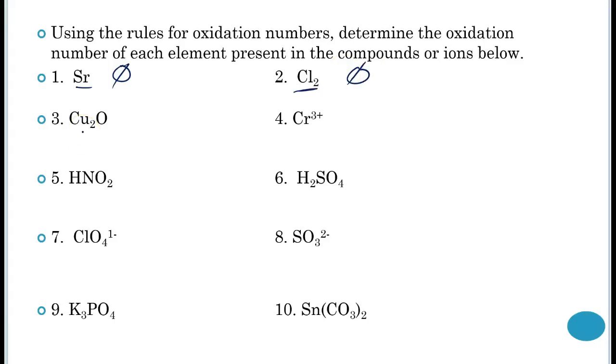Down here, this is a compound, and so I have to use my rules based on the oxidation numbers of oxygen, which is -2. Whatever copper is, X, but there are 2 of the coppers, so 2X plus -2 has to equal 0. That's our last rule, that the sum of the oxidation numbers has to equal the charge on the compound. Well, that compound does not have a charge. So I got 2X minus 2 equals 0. Therefore, the oxidation number on copper is 1 plus.